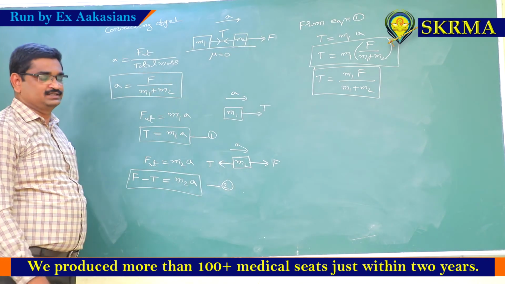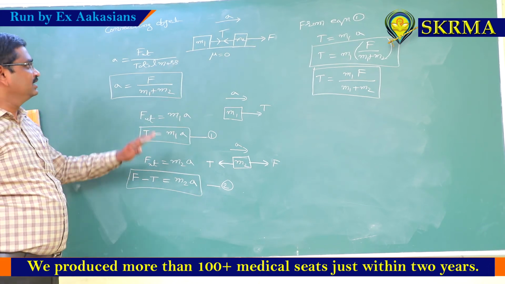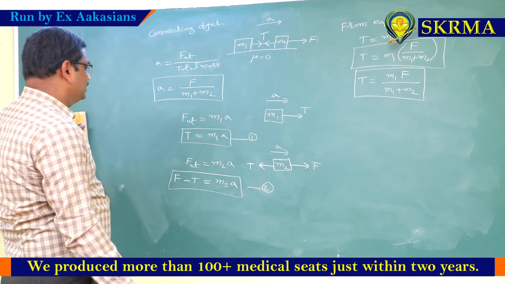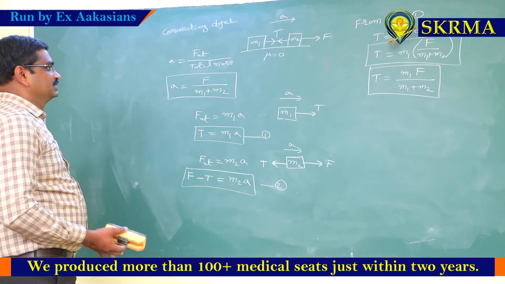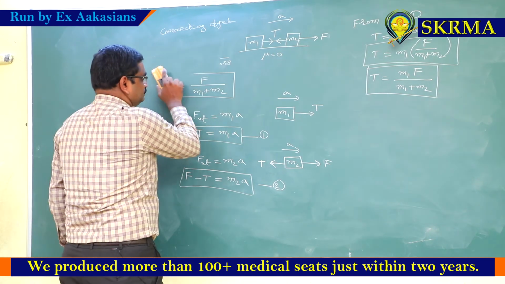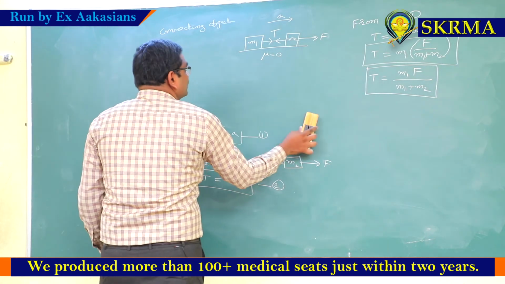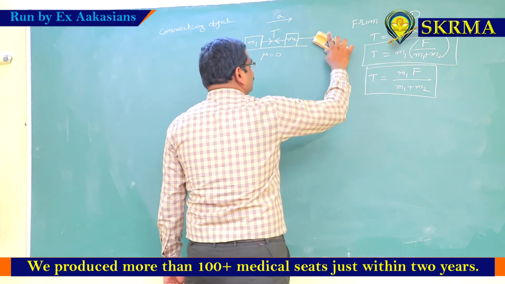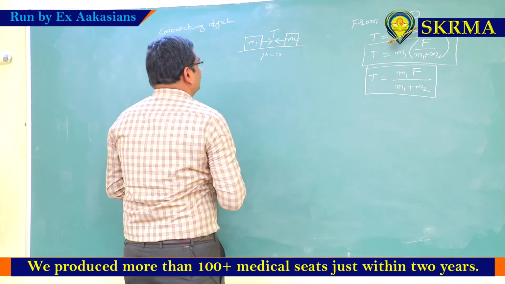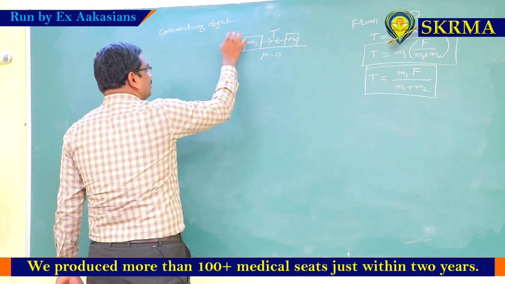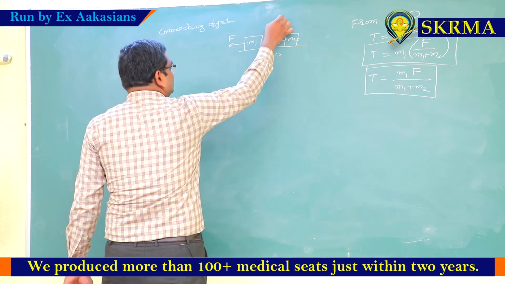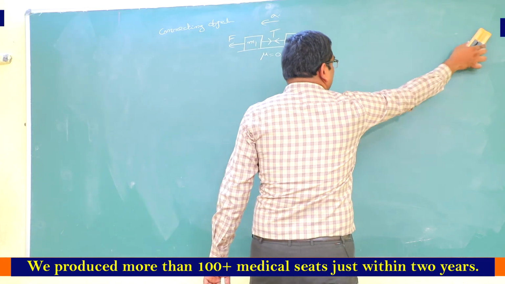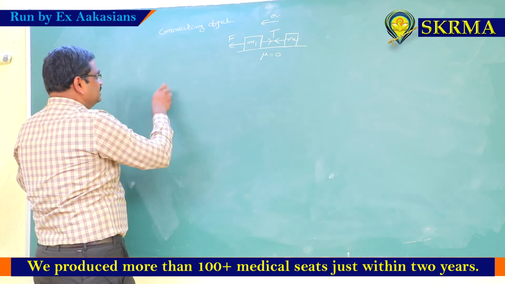Next example: if the same force is applied on m1, then in that case we need to solve for tension and acceleration. Same concept only, but the force is applied on m1 instead of m2. So assume that the force is applied on m1. So it will accelerate in this direction. Now, solve for acceleration first. What is the value of acceleration?